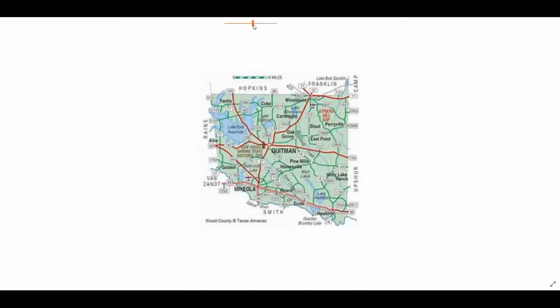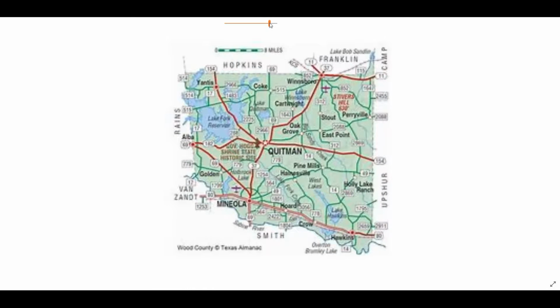Here's a map. This is a local map. I bet you'll recognize some of the names here. Quitman, Winnsboro, Coke, it's the community where I live. Yantis. Here's Lake Fork. See all these red lines? These are roads that are close by us. Here's Mineola down here. There's an airport right here. These are other roads and things like that.